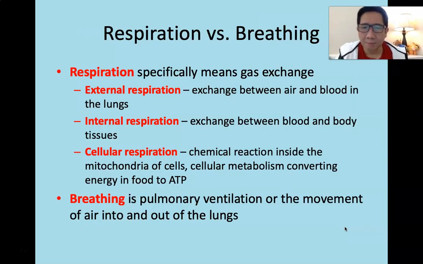In the first part, we're going to talk about what respiration is and also the anatomy of the lungs. Respiration literally means the exchange of gas, the gas going in and out. External respiration refers to the exchange between the air and the blood in the lung. Think of the lung as connected to the outside air, because you have this tube connected from the outside. When you breathe in the outside air into your lungs, you exchange gas between the outside air and your lungs.